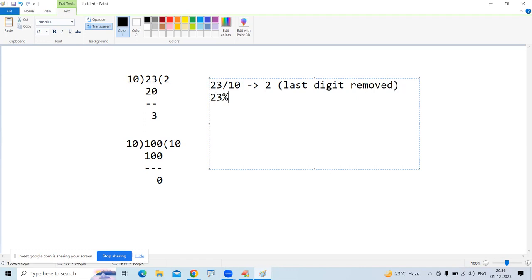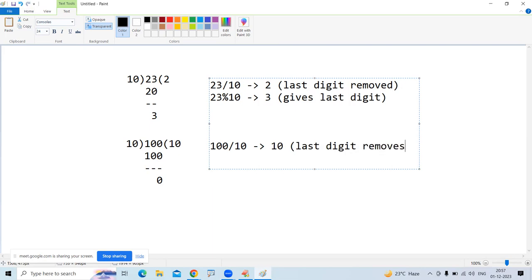23 mod 10 is 3, which gives the last digit. See, look at the same story. 100 by 10 means the quotient is 10. Same story: in 100, the last digit is removed, so 10 came. 100 mod 10 here is 0. That is the last digit given.